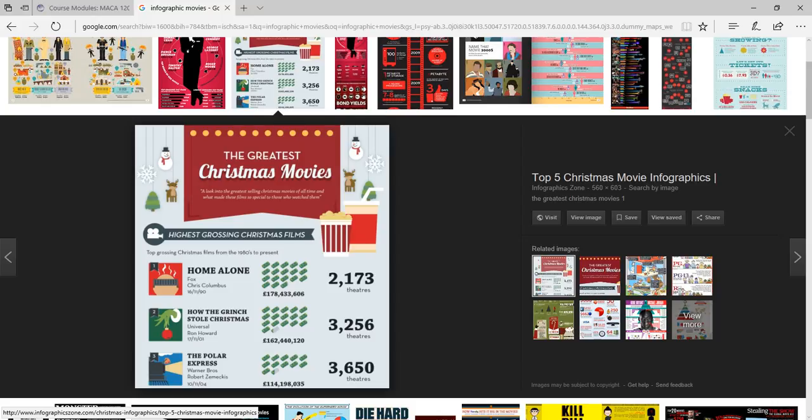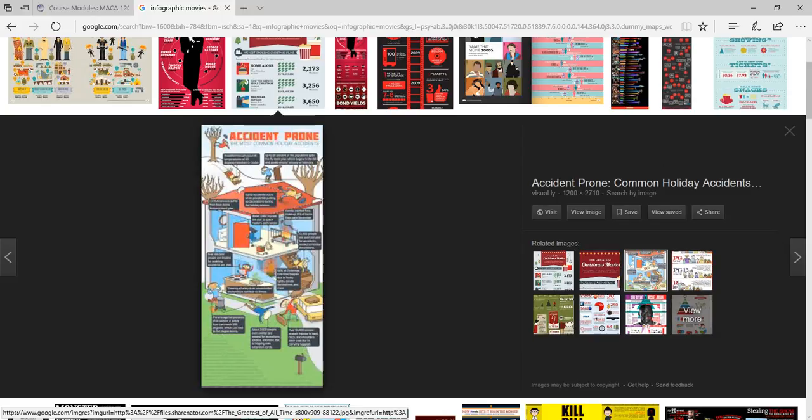seen, okay? So Home Alone, I can say Home Alone is a good movie. I really can't see the word good. And how would I illustrate good, right? But here they're talking about Home Alone. Here's some information about it. Here is how much money it brought in. Here's how many theaters it was in. Same thing with How the Grinch Stole Christmas. Here's the Polar Express. Okay, so you get the idea of all of these different types of things.